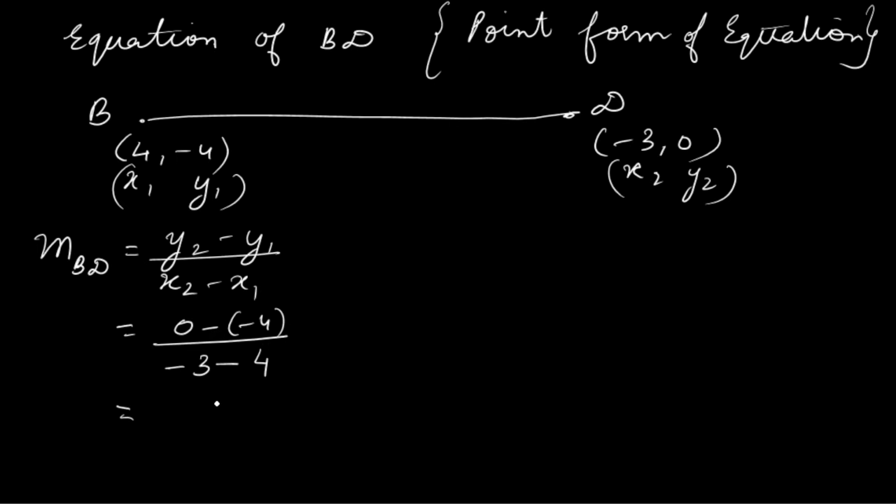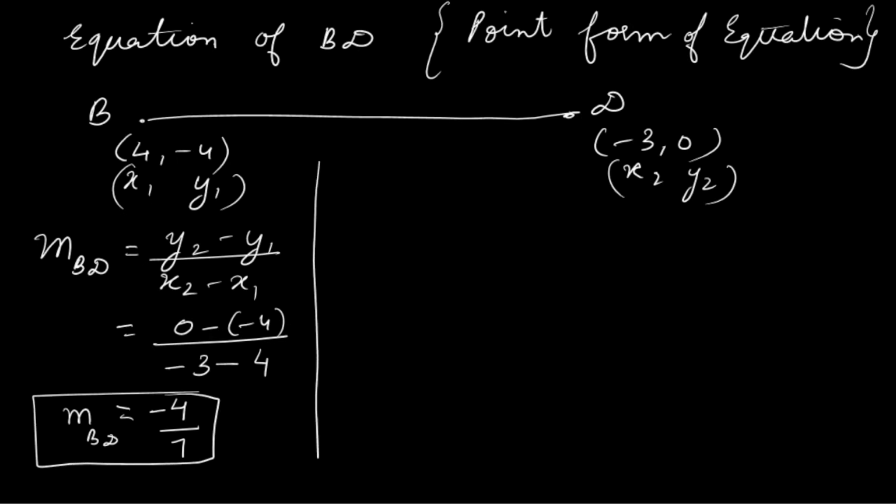Is it -1? Because I am getting minus minus is plus 4 by minus 3 minus 4, which is minus 7. So I am getting the slope's value as -4 by 7. Can anyone confirm? Is this the correct value? y2 minus y1, so 0 minus minus 4, by 7, -4 by 7. Okay, so correct.